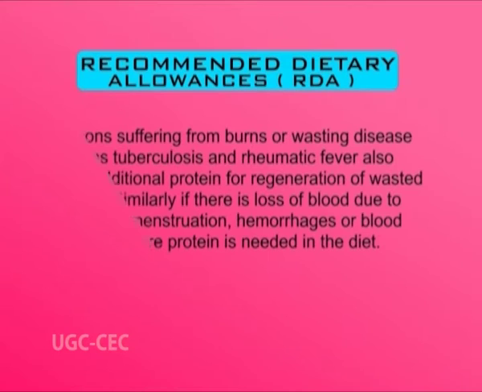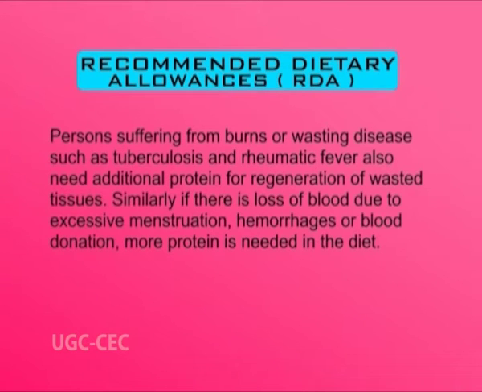During infancy, pregnancy, and lactation, there is an increased need of protein for growth. Persons suffering from burns or wasting diseases such as tuberculosis and rheumatic fever also need additional protein for regeneration of wasted tissues. Similarly, if there is loss of blood due to excessive menstruation, hemorrhages, or blood donation, more protein is needed in the diet. Food sources of protein.